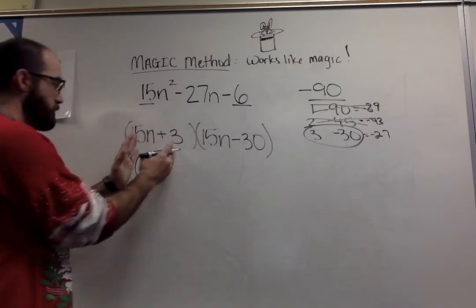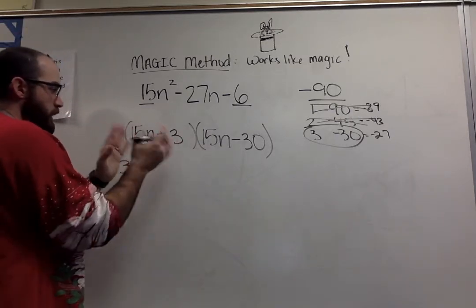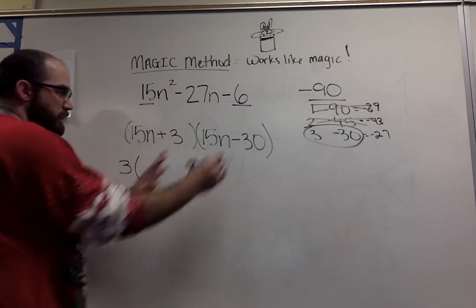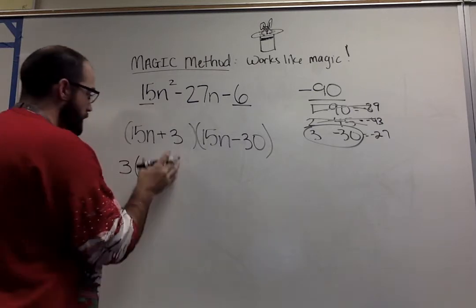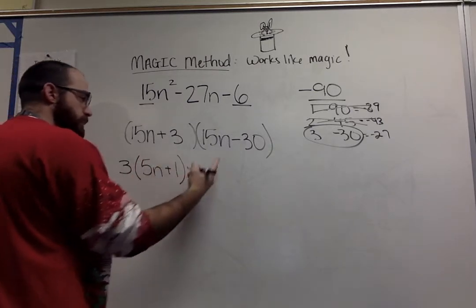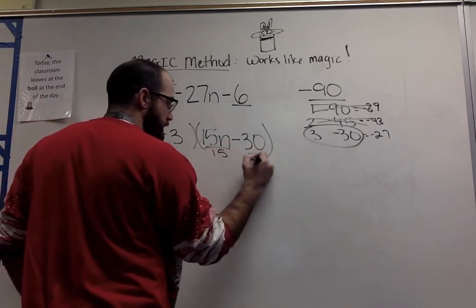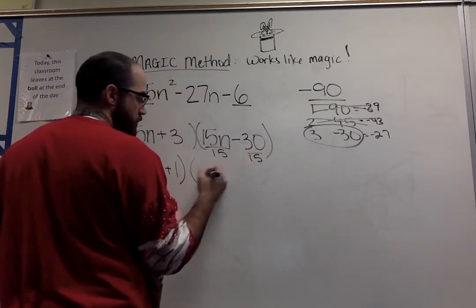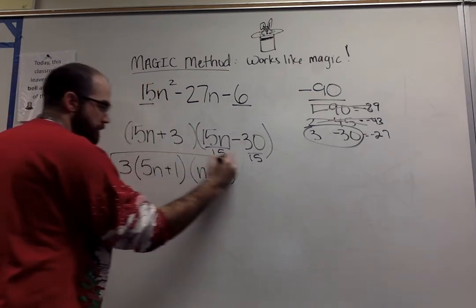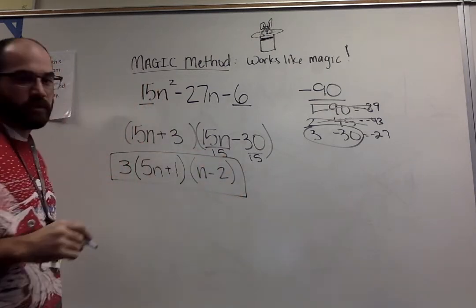The first term, or first polynomial here, whatever you're factoring out, or whatever you divide them both by, will go out front. The other one just goes away. So here I have 5n plus 1. On this one, I can divide both by 15, so we'd end up with n minus 2. And this right here is your final answer.